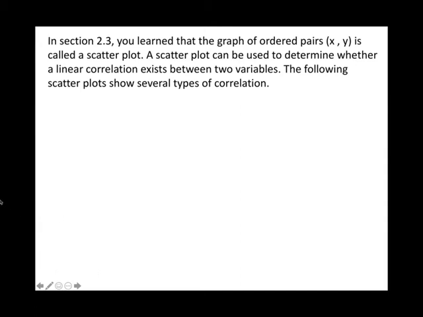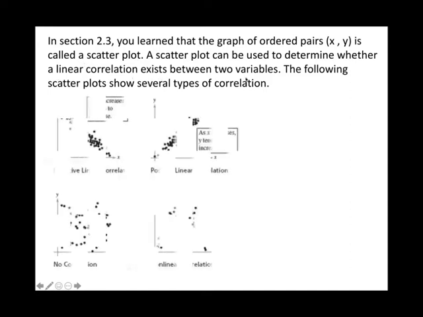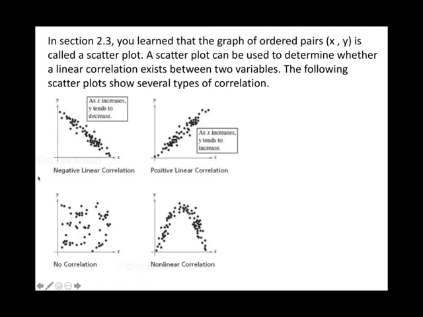Remember in section 2.3, you learned how to graph ordered pairs, and that is called a scatterplot. A scatterplot can be used to determine whether a linear correlation exists between two variables. For example, for the first scatterplot, you could see all those points going in this direction, and you could draw a straight line on it. All the points are around the straight line, and we call that a linear correlation.